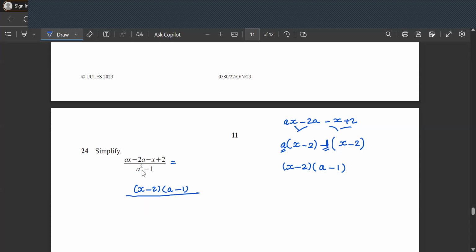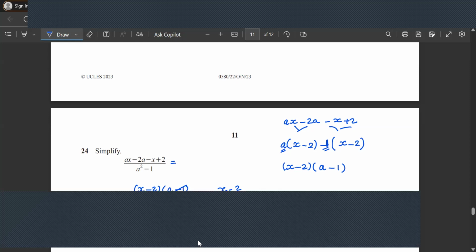Then here, a squared minus 1, this is a difference between two squares, which is a plus 1 and a minus 1. Cross this with this, what will happen? x minus 2 over a plus 1. Any problem? No. Okay. Can I open another file for you, please? Yes. Okay.